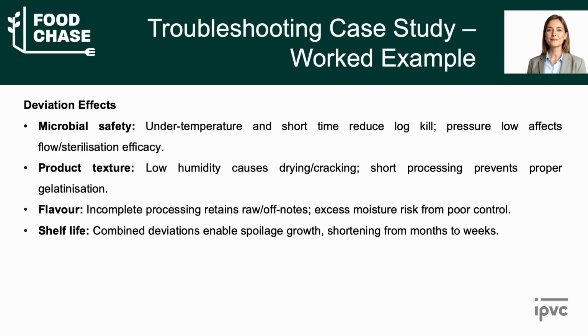Deviation effects: microbial safety, under temperature and short time reduce log kill. Low pressure affects flow sterilization efficacy. Product texture: low humidity causes drying, cracking. Short processing prevents proper gelatinization. Flavor: incomplete processing retains raw off notes. Excess moisture risk from poor control. Shelf life: combined deviations enable spoilage growth, shortening from months to weeks.